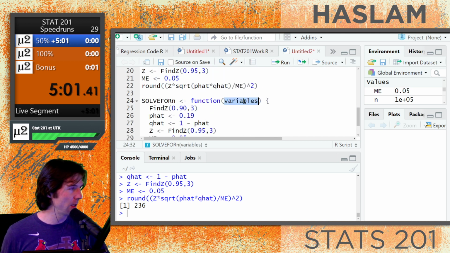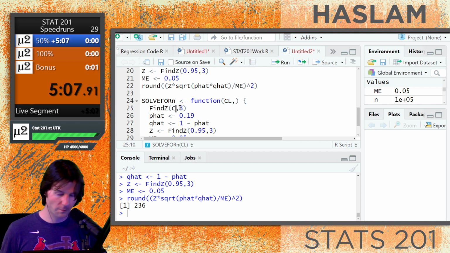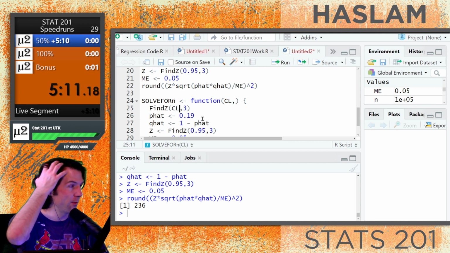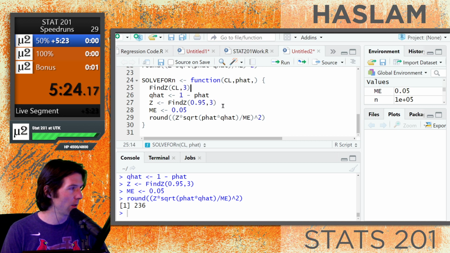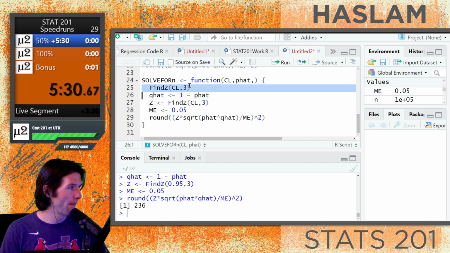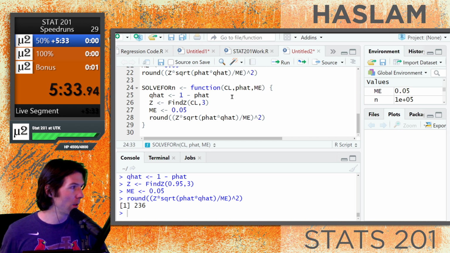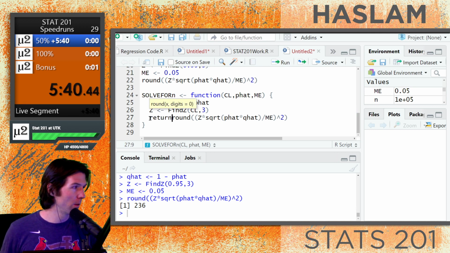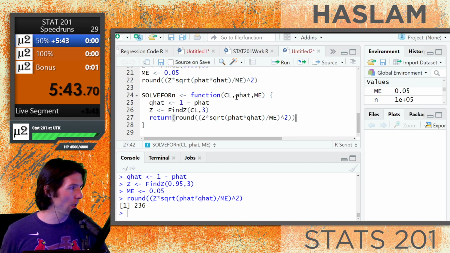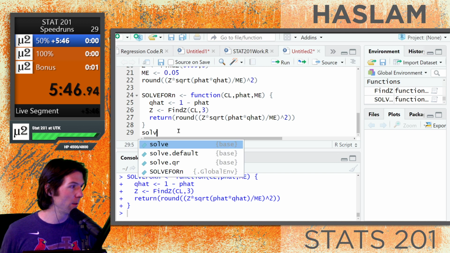And the first thing I want the person to enter in is confidence level. And then it's 3, not 5. Cool, I'll fix that here in 2 seconds. And then the next thing they'll enter in is p hat. So I can delete this off, because they'll enter that in. There's confidence level. Next thing they need to enter in is ME, so that can go away. And then we got to put return here. Okay, code's cleaned up. And now we go solve for n.